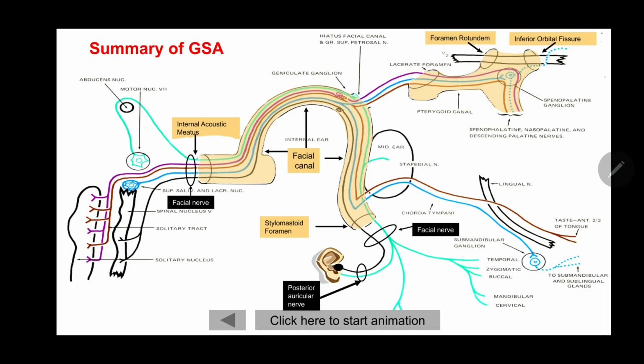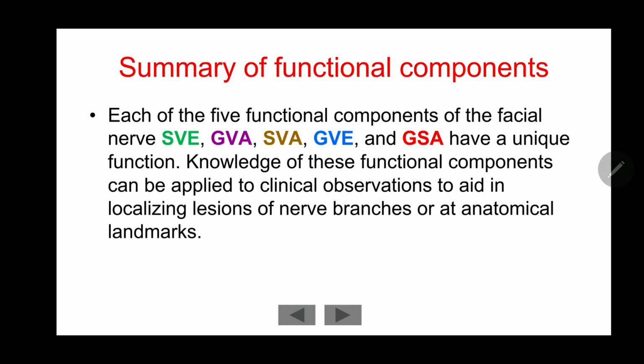Now a summary of this general somatic afferent. Just have a look, all that I've been saying, from the external ear, right? Sensations from the external ear are carried by the posterior auricular nerve. Okay, this was the spinal nucleus where the pain, temperature, touch sensations are being relayed from the external ear. So that was the general somatic afferent component of the facial nerve. Ultimately, that's the summary of the functional components of the facial nerve.